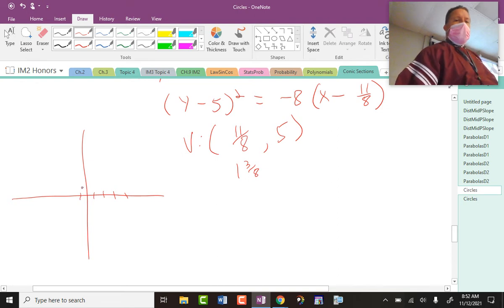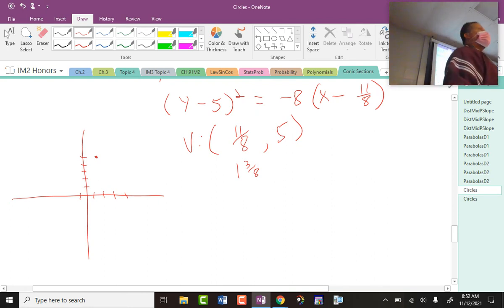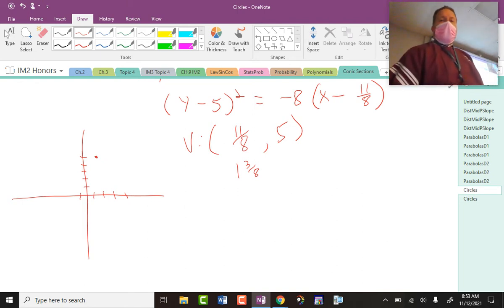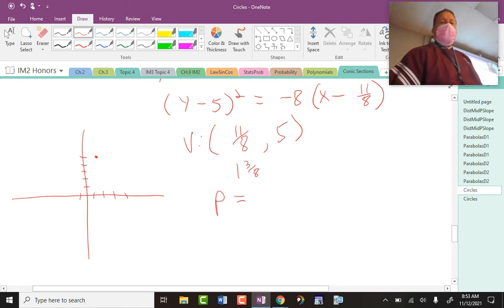1, 2, 3, 4, -1. 1 3/8 is approximately there. 1, 2, 3, 4, 5. So 1 3/8 is approximately right around there. When you have a decimal or a fractional vertex, just ballpark it. Not a big deal.